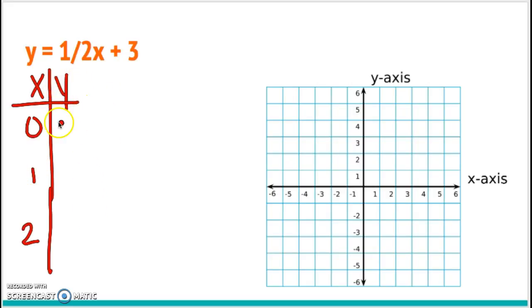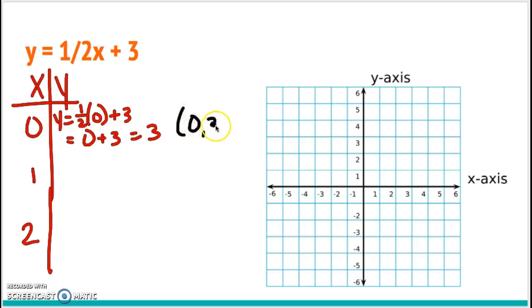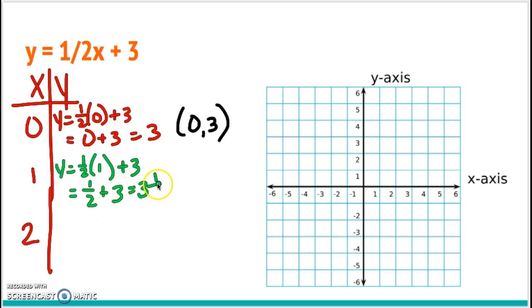So first of all, when I plug in 0, 1/2 times 0 plus 3. Well, half of 0 is 0, plus 3 is 3. So that ordered pair right there is 0, 3. Okay, when I plug in 1, I have 1/2 times 1 plus 3. Well, half of 1 is 1/2. And then when I add 3 to that, I get 3.5. So my ordered pair for the second one is 1, 3.5.